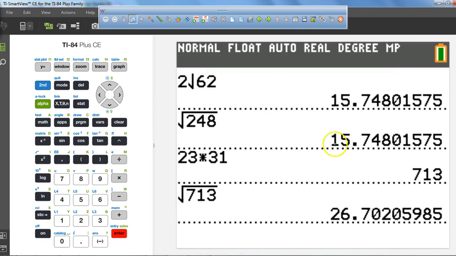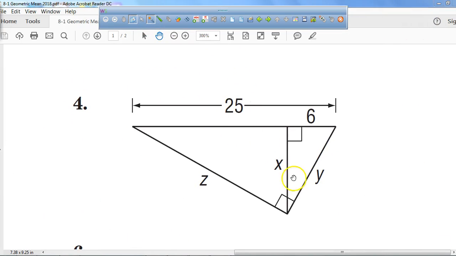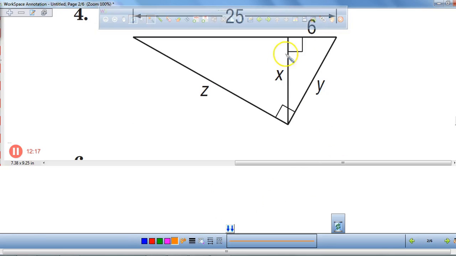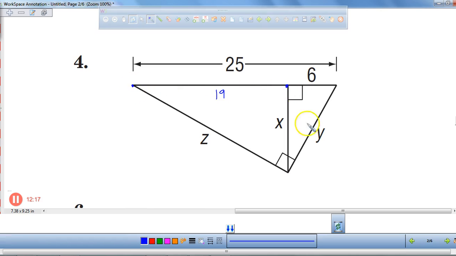Alright? I'm going to go ahead and start the next one because I'm sure some of you are probably wondering how to start it. So we're going to go ahead and start the next one. And then I'm not going to finish this one. I'm just going to set up all of our sides. Okay? So if I do 25 minus 6, that's going to give me a 19. So I'm going to put 19 right here. That's the distance from right here to right here.